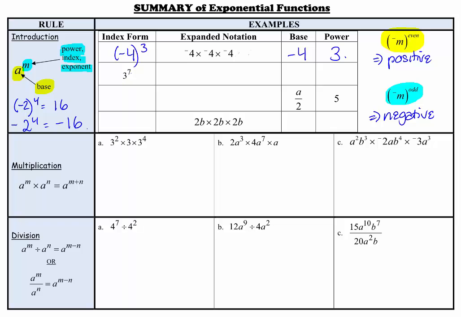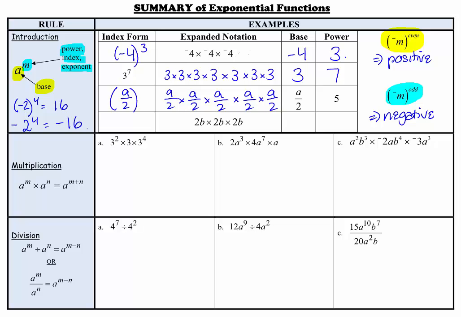Coming back to my table, if I have 3 to the power of 7, it's 3 times 3, and I have to keep doing it 7 times. So 1, 2, 3, 4, 5, 6, 7. So my base is 3 and my power is 7. Next one, my base is a over 2 and my power is 5. So that's a over 2 multiplied by each other 5 times. And in index form or exponent form, a over 2 has to be in brackets and it's to the power of 5 because it's both the a and the 2 that is to that power of 5.